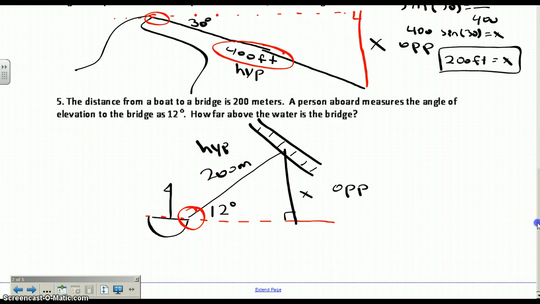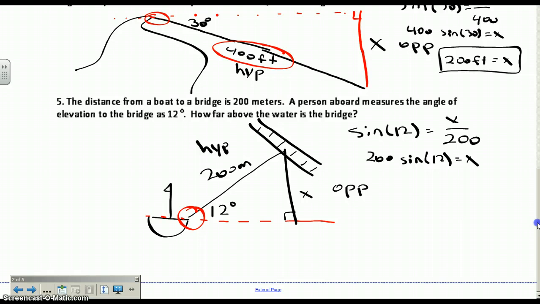And now which trig ratio uses opposite over hypotenuse? Well, that's sine. So sine of 12-degree angle equals x over 200. And I need to multiply both sides by 200. Okay, plug that in your calculator, and you should get 41.6 meters. So we're saying that this bridge is approximately 41.6 meters above the ground.